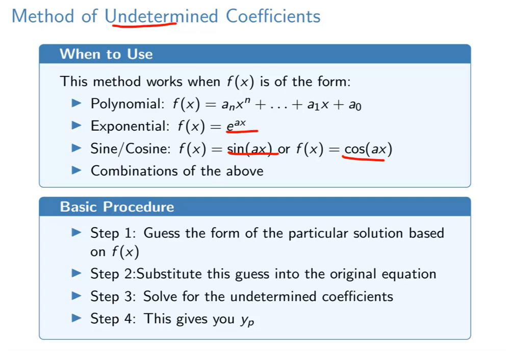So what is the basic procedure? Step 1, guess the form of the particular solution based on f(x). And step 2, substitute the guess into the original equation and solve for the undetermined coefficients, and this gives you the particular solution. Okay, and combining, we get the general solution.